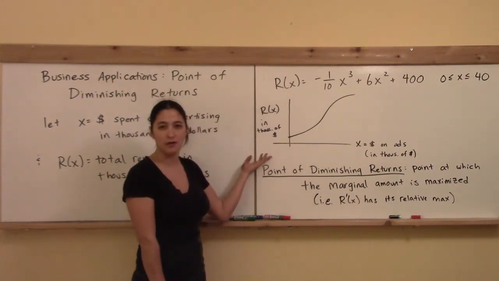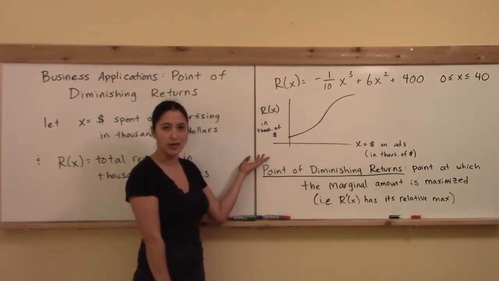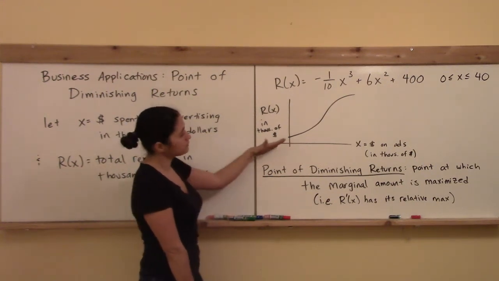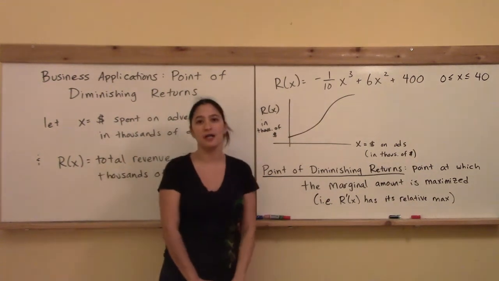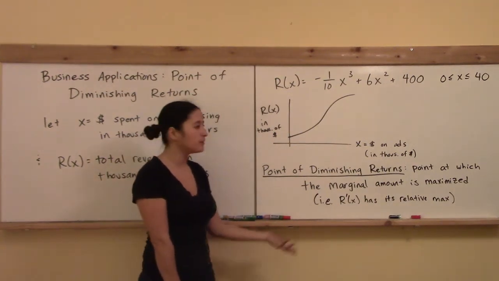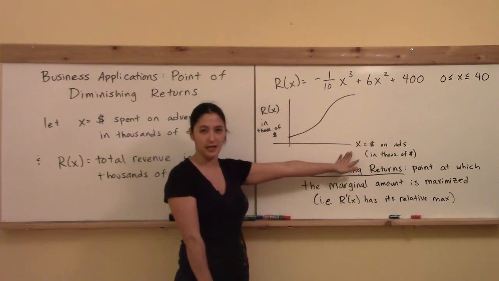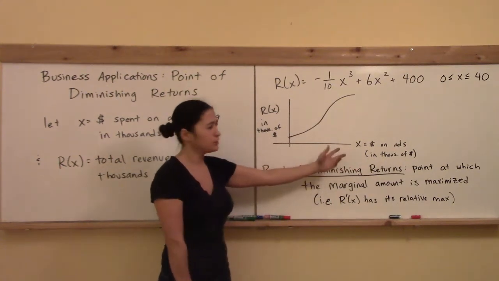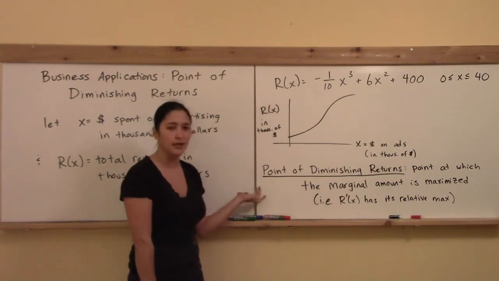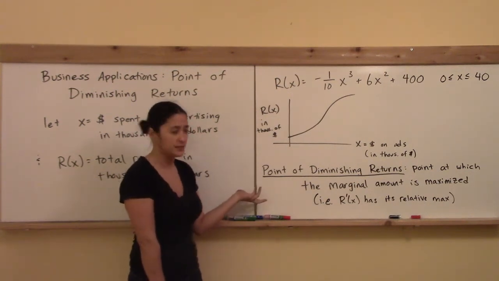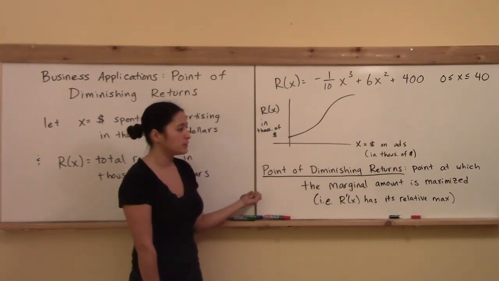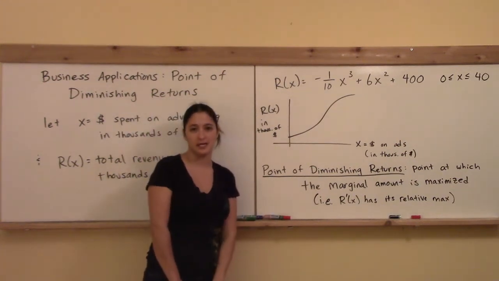and you can see that if I plot my total revenue as a function of that money spent on advertising, expectedly, my total revenue is going to increase depending on how much money I pump into the ads. Should I go the full mile and spend all $40,000 I have in my budget on advertising? Should I stop somewhere in between? This is where the concept of the point of diminishing returns is going to come in handy, because the point of diminishing returns is a point at which a marginal quantity is maximized.